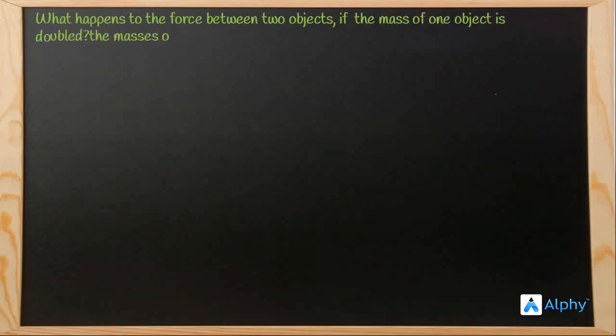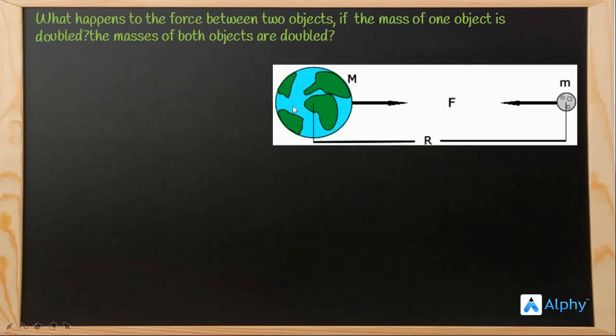What happens to the force between two objects if the mass of one object is doubled, and if the masses of both objects are doubled? So here we have taken the example of Earth and the Moon. The mass of Earth is capital M and the mass of the Moon is small m. The force of attraction between them is capital F and the distance between them is capital R.